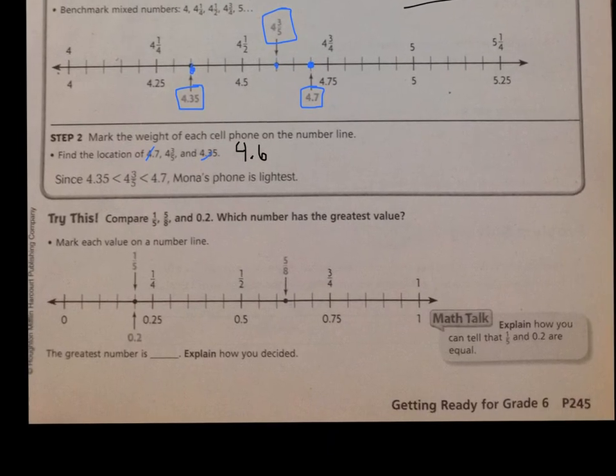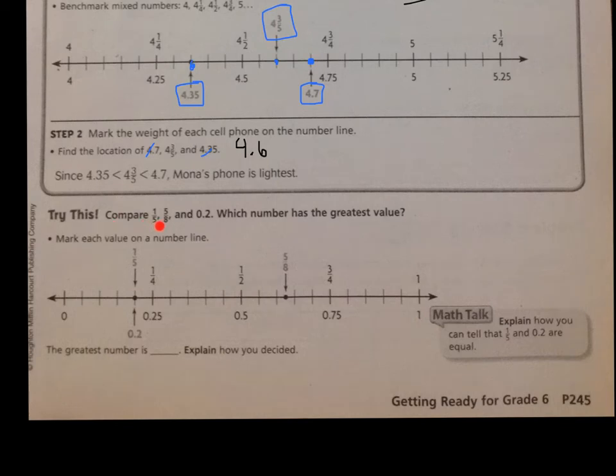Now we're going to look at the try this. It says compare 1/5, 5/8, and 2/10. Which number has the greatest value? So this time we're looking for the greatest, which is going to be the farthest right. Now, with the 1/5, I would still divide that up and find what that would be with a decimal. 5/8, I can work with the 8 as the denominator because I could find the equivalent for my 1/4 and my 1/2. Those work nicely with 8, so I can leave that fraction for now. And then this one's already in a decimal.